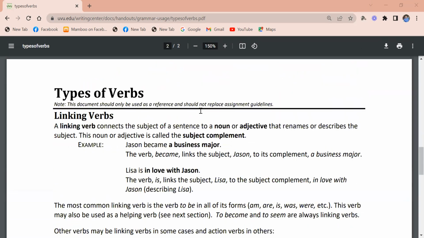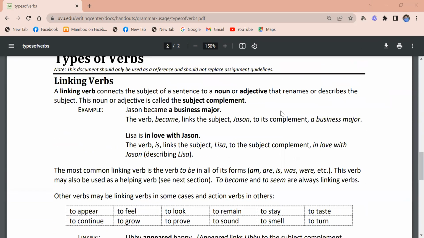Okay, next is linking verb. I think it is the easiest type of the verb kasi very basic. So linking verbs connect the subject of the sentence to a noun or adjective. Ayan, yan na yung clue. Kapag ang complement daw ay noun or adjective, so automatically linking verb ang usually ginagamit. So that renames or describes the subject. The noun or adjective is called subject complement.